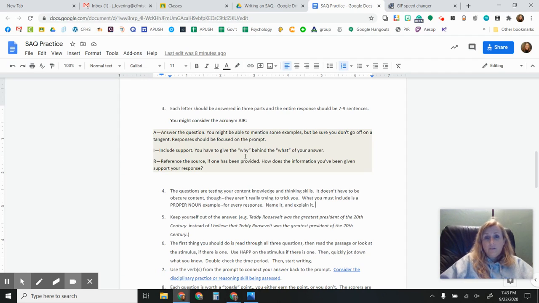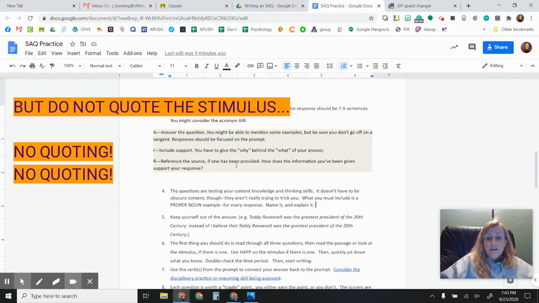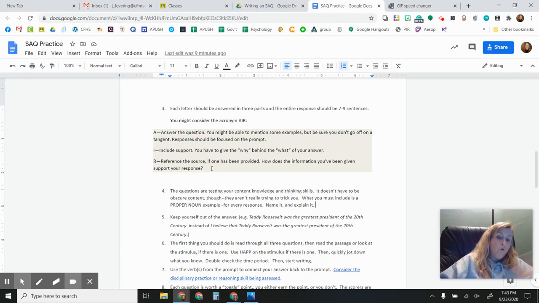And that's like proper noun evidence. In my MTDA class, they use the acronym AIR. Answer the question. You may be able to mention some examples, but don't go off on a tangent. They should be very focused on the prompt. Include support. This is the why behind the what. This is your explanation. And then reference the source if it's been provided for you. How does the information you've been given support your response? Or what specific historical piece of evidence can you bring in as an example to support your argument?